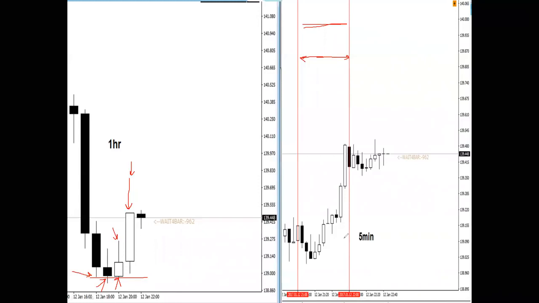So now if you go into the 5-minute time frame, this is the start of the 1 hour candle. Very important. It is so important to understand that this 5-minute candle is the start of the 1 hour candle, and all these 5-minute candles equal this one hour candle. Understand this.